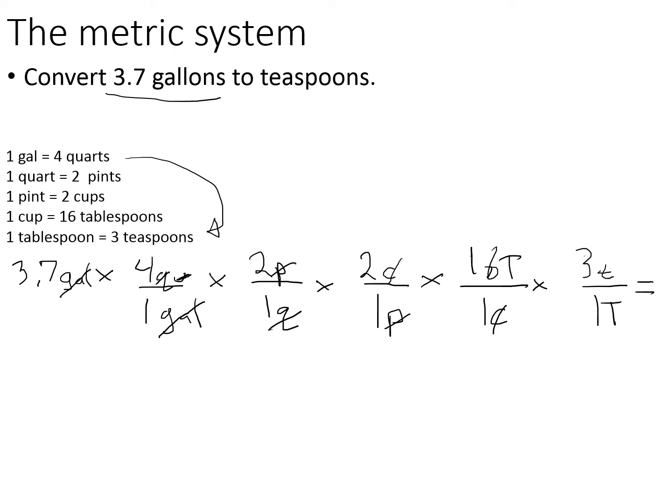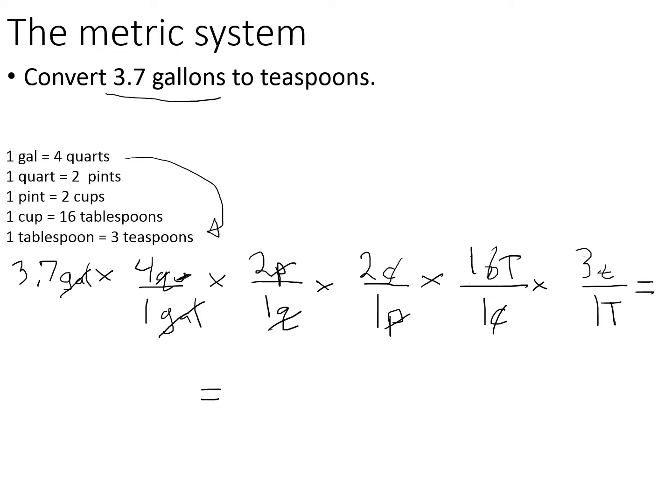I'm going to pause this real quick to do this math with a calculator because I can't do it in my head. 3.7 times 4 times 2 times 2 times 16 times 3 is going to equal something. The denominator here, 1 times 1 times 1 times 1, we can basically ignore it because that's how you multiply fractions.